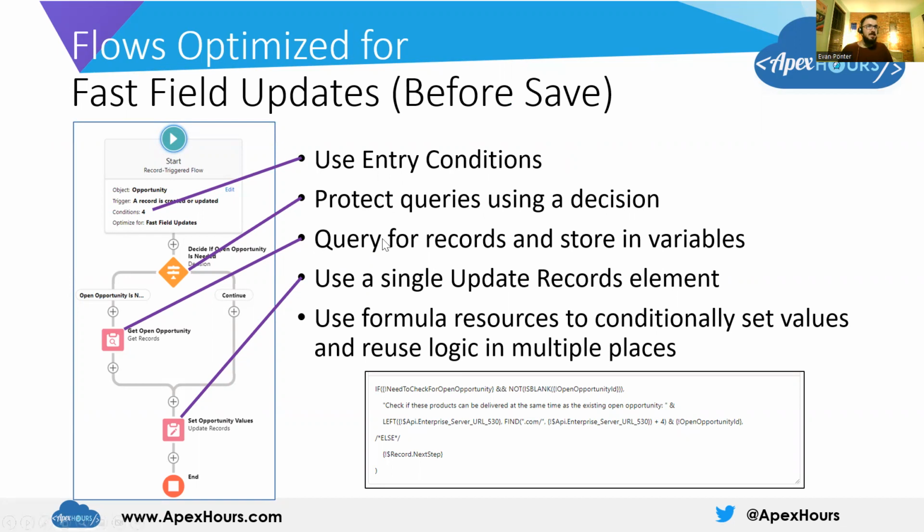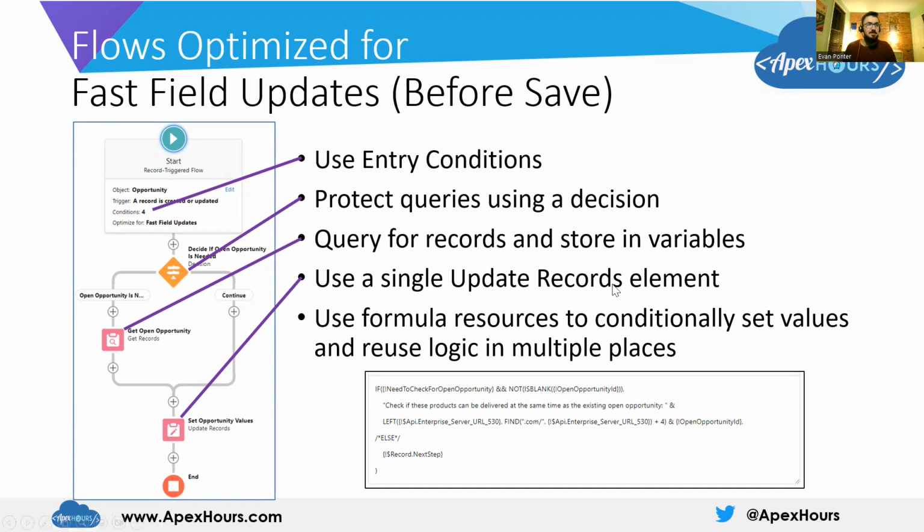Query for records and store the information you need in plain variables. This allows you to safely reference those variables at any point later in your flow, and you'll never have to worry about null record variables that might throw errors. So keep that in mind so you can eliminate some decisions and processing from your flow canvas.